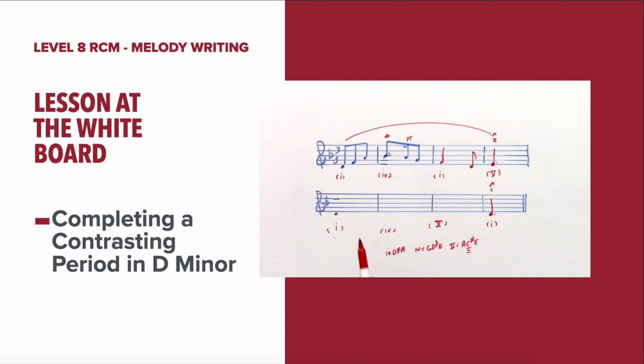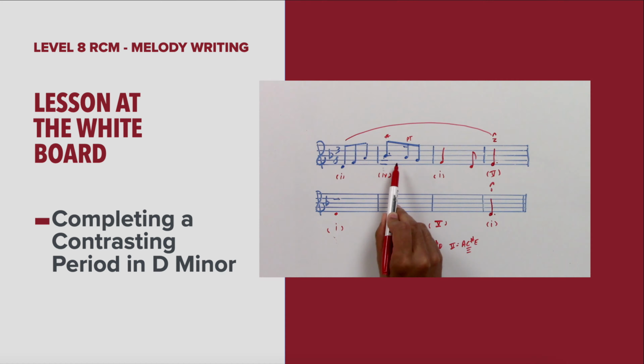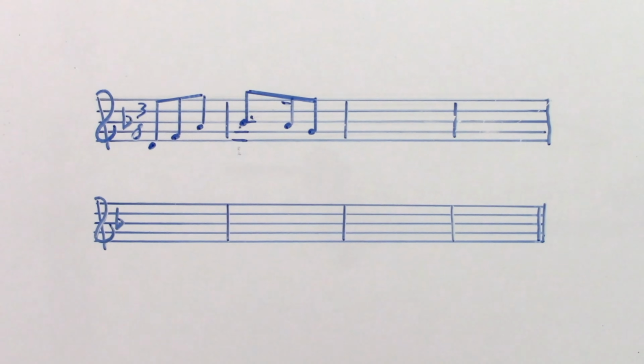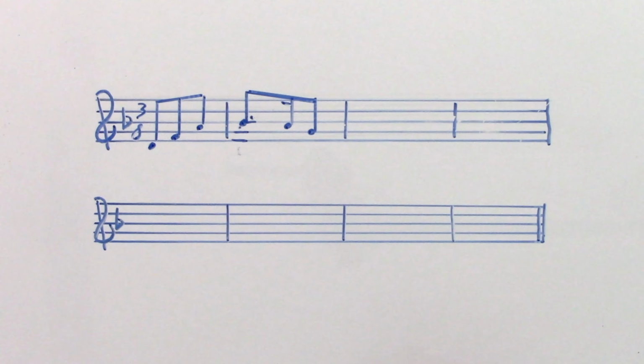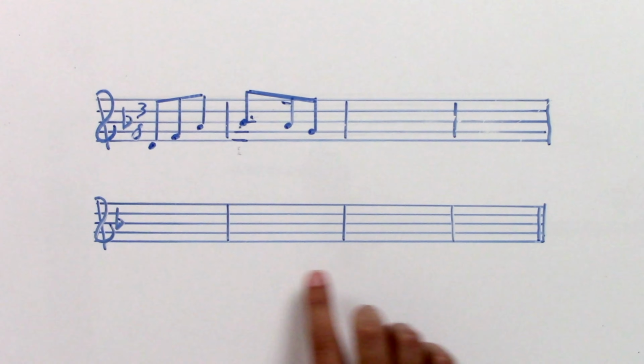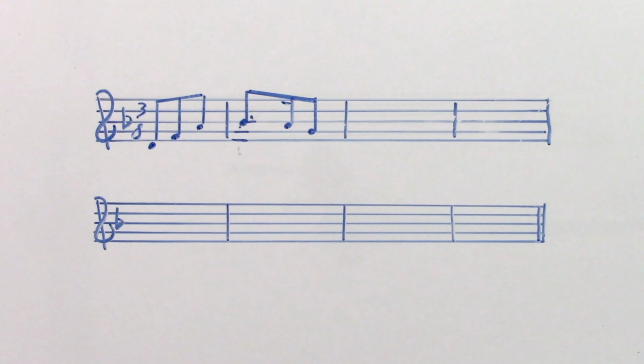Now here we are at the whiteboard and we are going to practice melody writing in preparation for your level 8 RCM exam. Down here you can see I've written a short melodic fragment in D minor, and we are going to continue to finish the first phrase and then continue on to write a contrasting period.